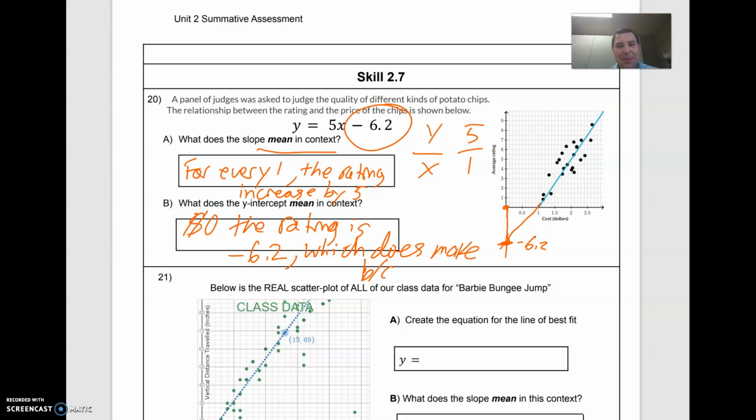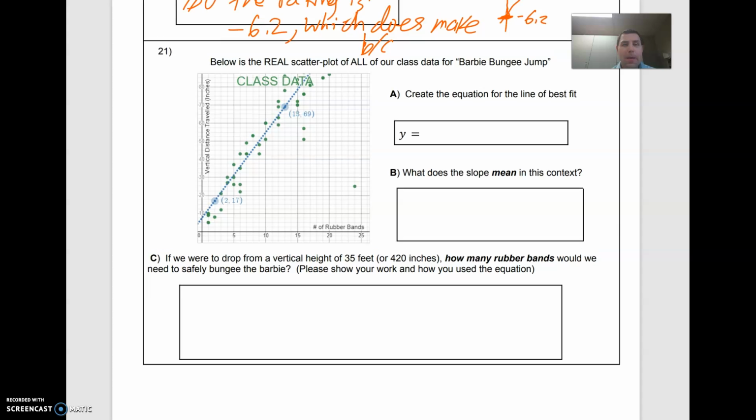So rather than writing it out, I'm just going to say it because I want to speed up the video a little bit. But either of those would be fine. If you said at 0, the rating would be negative 6.2, which doesn't make any sense because you can't have a negative rating, that would have been fine, okay? Or if you just said it doesn't make any sense because you can't have a negative rating, I would be fine with that as well, okay?